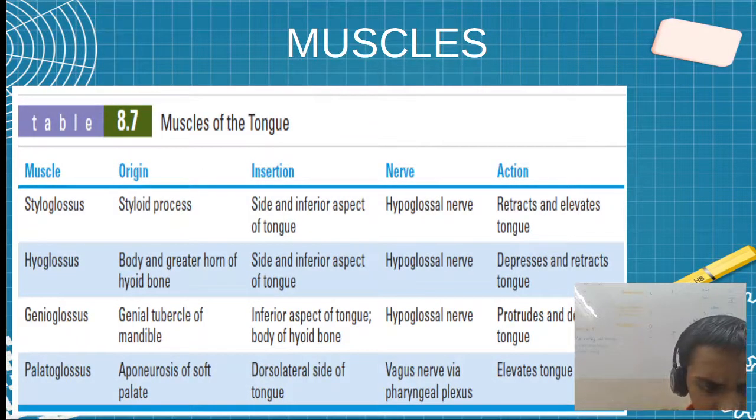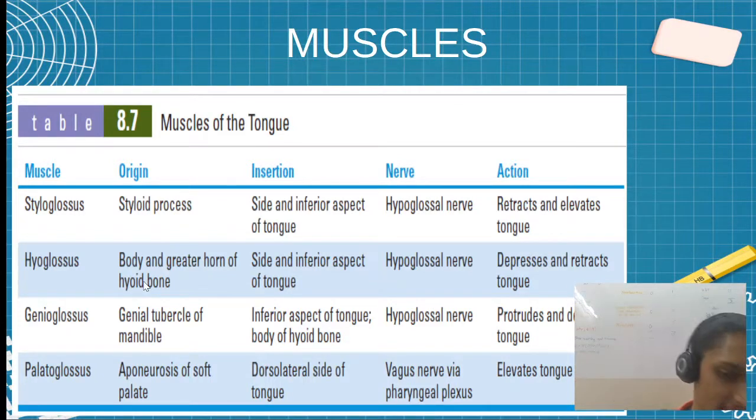So an easier way I'll remember: please remember stylo and hyoglossus have the same insertion only. That is the side and inferior aspect of tongue. Dorsolateral is palatoglossus. Genioglossus is inferior side of tongue.